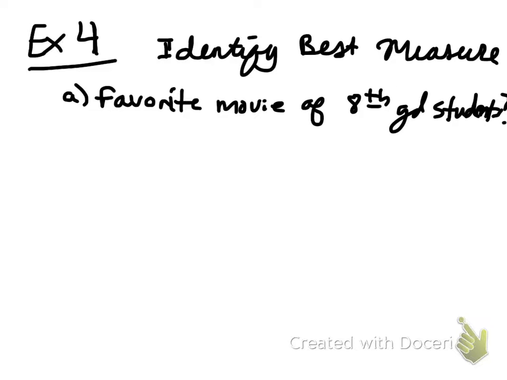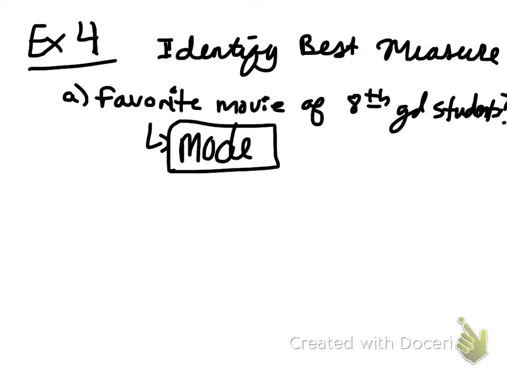Well, favorite movies, it's not numerical. So you're not going to be using an average, right? You're not going to be able to find an average really easily. But if you're just quickly glancing at a list of favorite movies, you can really easily pick out which one occurs the most often. So the best measure of central tendency in this case would be the mode.